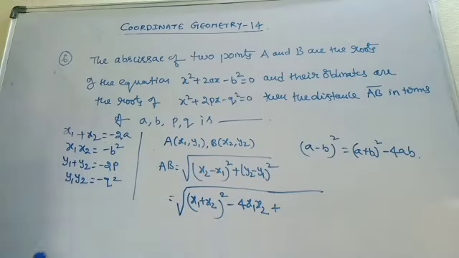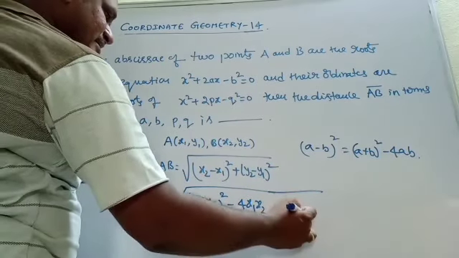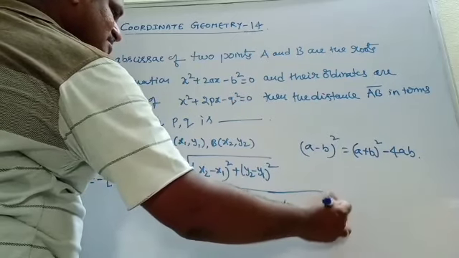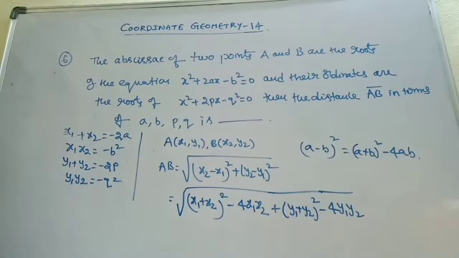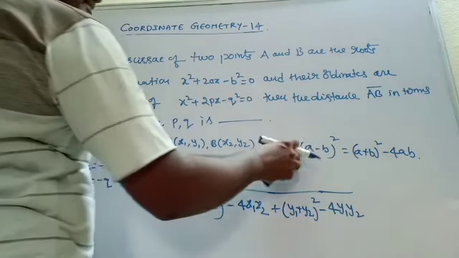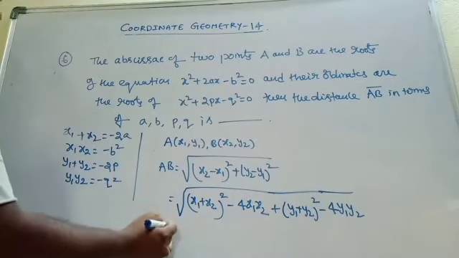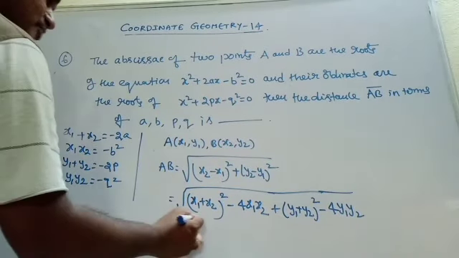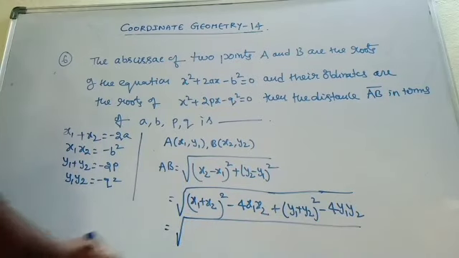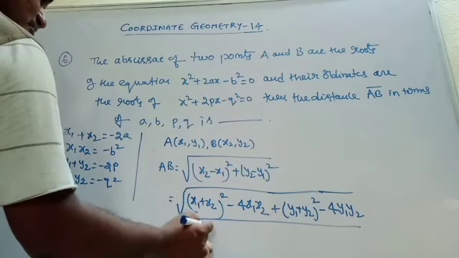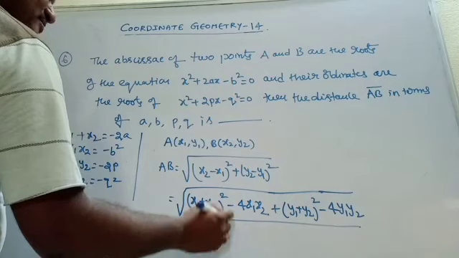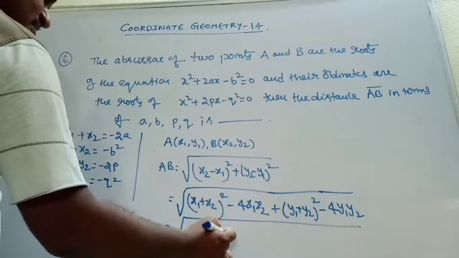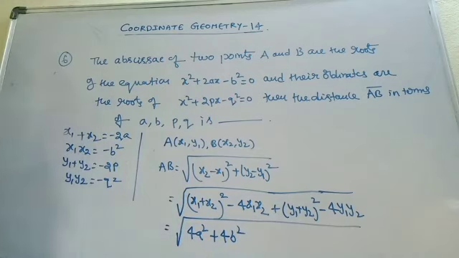Plus this also (y1 plus y2) whole square. We can write it like this: (y1 plus y2) whole square minus 4y1y2, right? Once we use this fact, now it is very simple, my dear students. Square root of this: (x1 plus x2) is minus 2a, whole square, that is nothing but 4a square, wonderful. Minus 4 times x1x2, which is minus b square, minus into minus is plus, that is 4b square. You are getting it like this, wonderful.